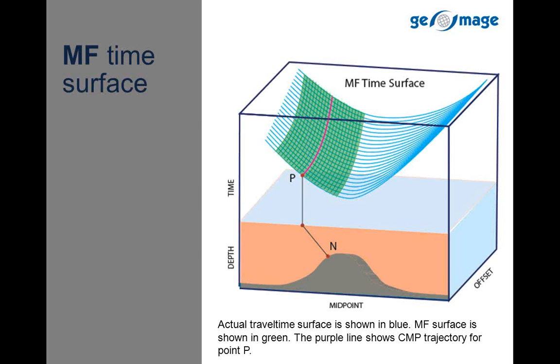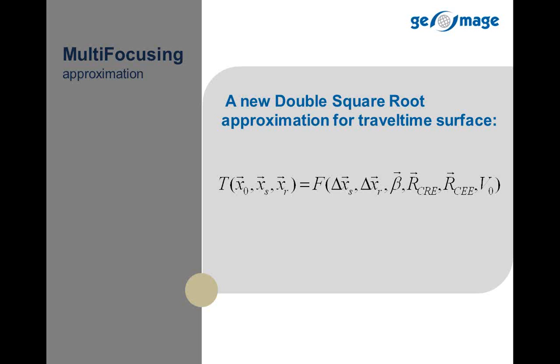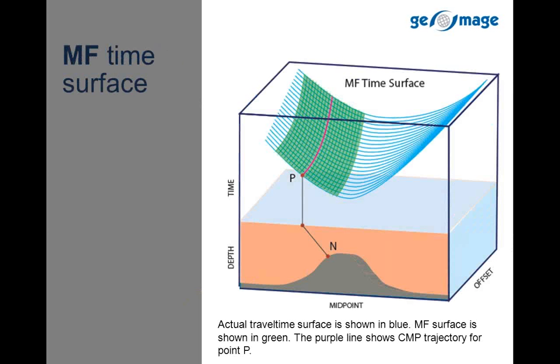So if we knew the green surface, we could efficiently stack the data along this surface, around the point P, and have a very good imaging of the point P, of the imaging point. So this is, in fact, the basic idea of multifocusing, to find from the data the green surface, which approximates the actual travel time surface, and to estimate the parameters of this surface.